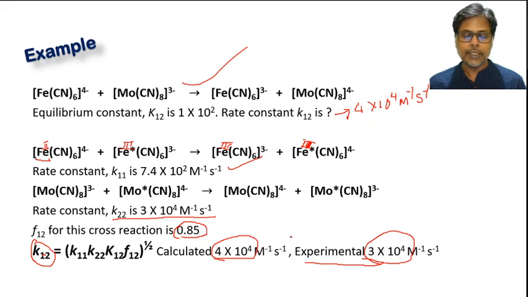The confidence in the Marcus equation is such that if the calculated and the experimental values do not correlate, then it is considered that the reaction does not undergo via the outer sphere mechanism. So such is the confidence in the Marcus equation.